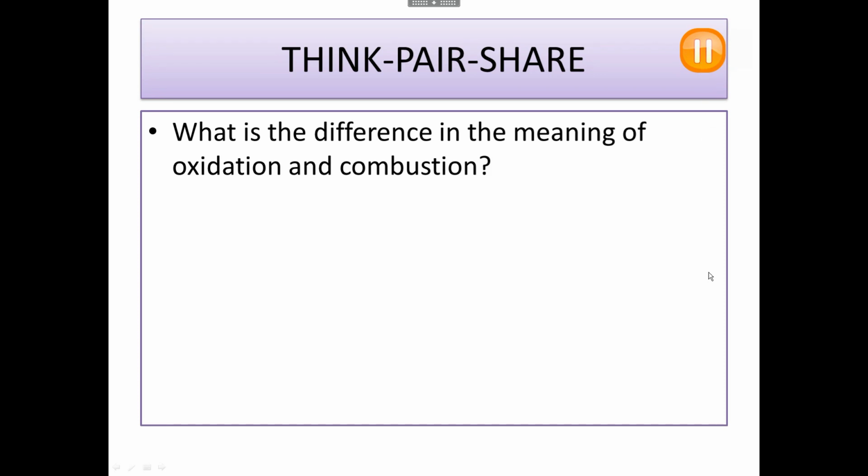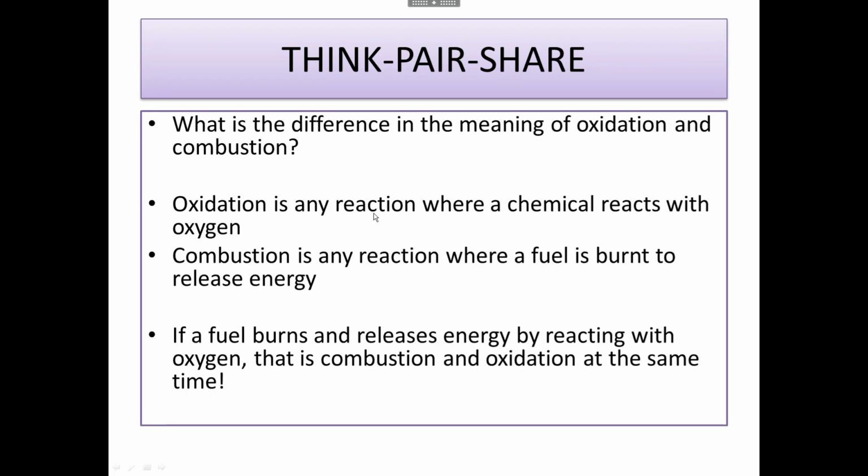Let's have a look at my answer. I said, oxidation is any reaction where a chemical reacts with oxygen. Combustion is where a fuel is burned to release energy. It does need oxygen to make it burn, so actually combustions are normally oxidations as well. So if a fuel burns and releases energy by reacting with oxygen, it can be combustion and oxidation at the same time, right? So oxidation is any reaction with oxygen. Combustion is when a fuel burns to release the energy in the fuel, but it does need oxygen to make it burn.